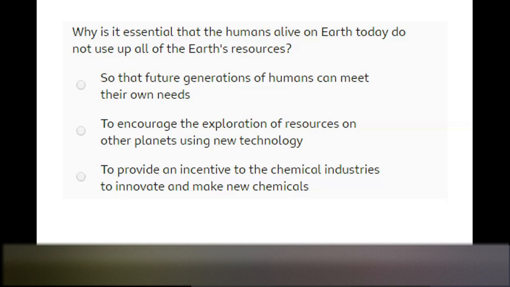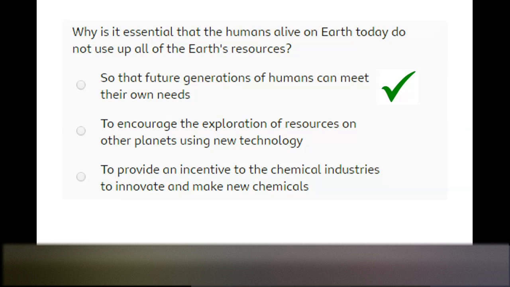Okay, right. So most people are saying one, which is correct. So that future generations of humans can meet their own needs. And this is another way of saying that something is sustainable. To make sure that the way that we are using all of the resources today, future generations are able to use those resources in the same way.